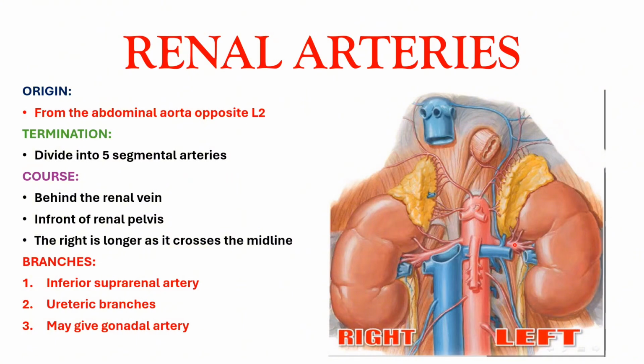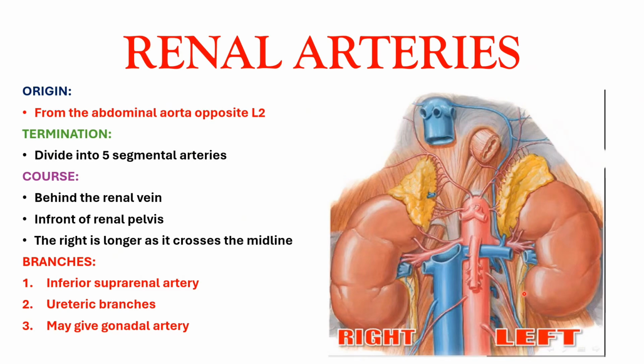For the course of the artery, the renal artery is behind the renal vein and also in front of the renal pelvis. We can see closely that the right renal artery is longer than the left. For the branches, we have the inferior suprarenal artery, which supplies the left suprarenal gland, then going all the way to supply the right suprarenal gland. Then we have branches to the ureter called the ureteric branch, and in 15% it may give gonadal arteries.